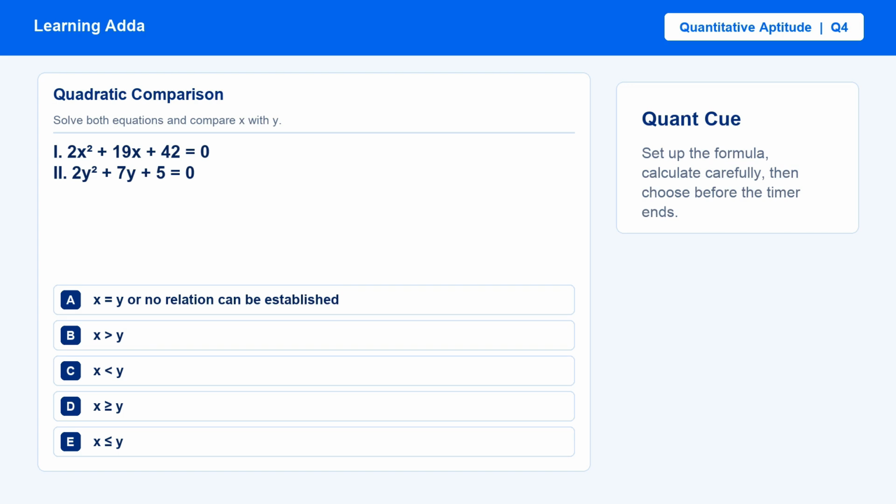Question 4. Equation 1: 2x squared plus 19x plus 42 is equal to 0. Equation 2: 2y squared plus 7y plus 5 is equal to 0.